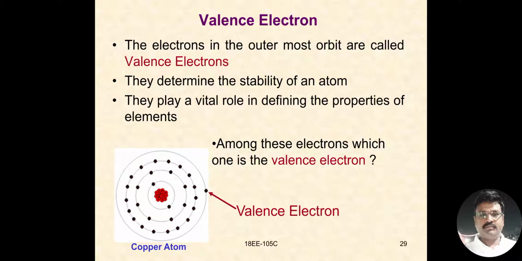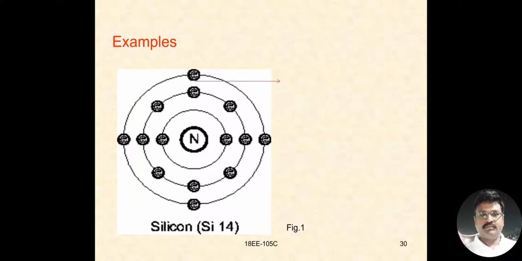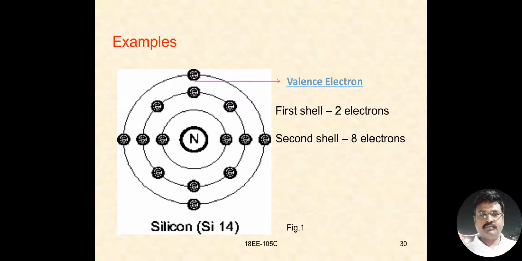Examples: it is an atomic structure of silicon. You can see the last outermost orbit. It consists of 4 electrons. We can also call these valence electrons. In the first shell there are 2 electrons. Second shell, 8 electrons. Third shell, 4 valence electrons.